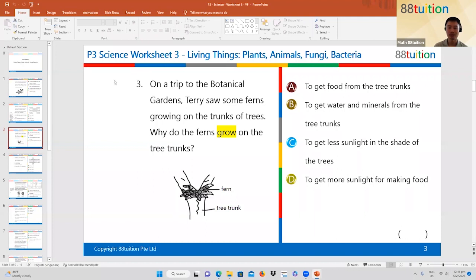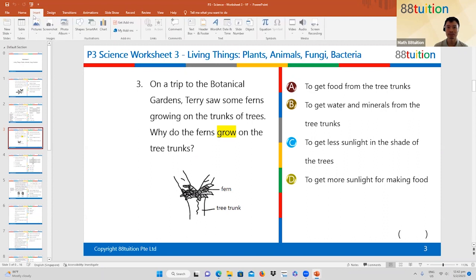Come, Harith, what's your answer for this question? Have you tried it? If you've tried it, you can tell me the answer. If you haven't, then just do it on the spot now. Okay, no issue. D, is it? Yes. Let's see. Why do they grow on the tree trunks? Very good. They do so to get more sunlight for photosynthesis. You have to try it on your own instead of looking at the answers.